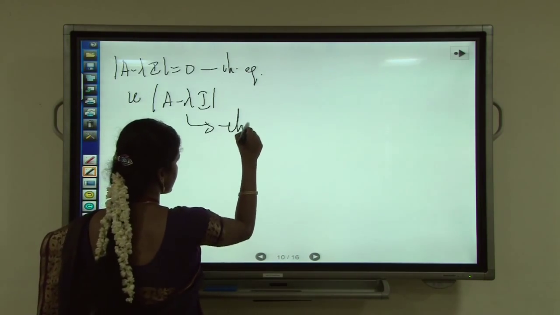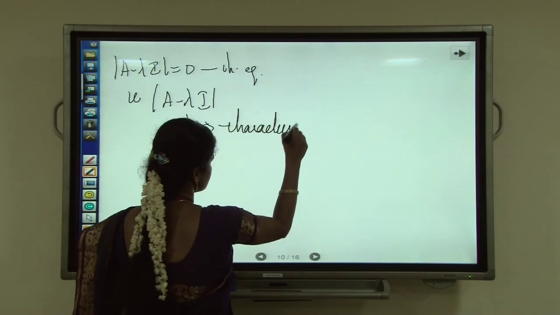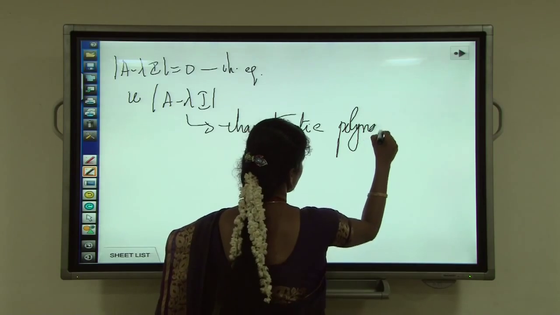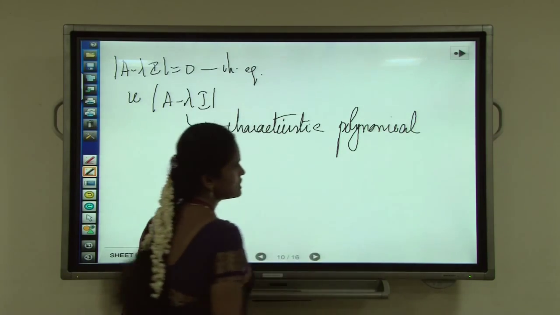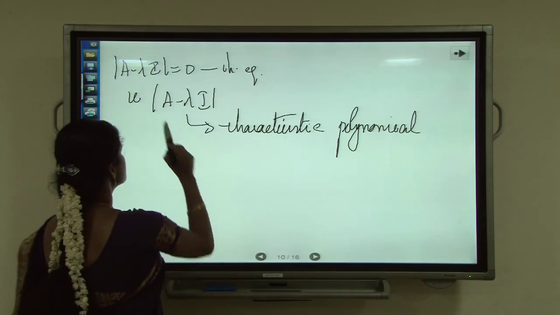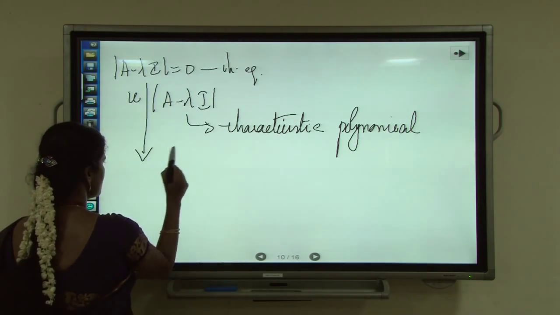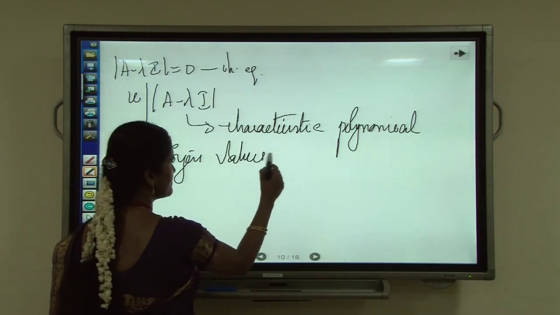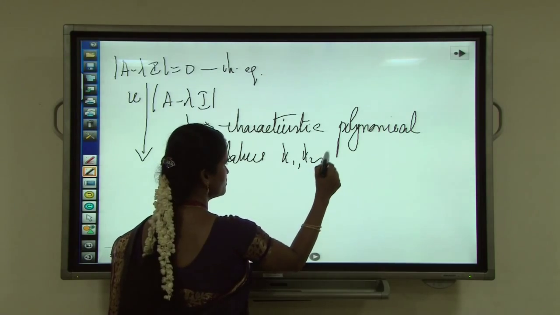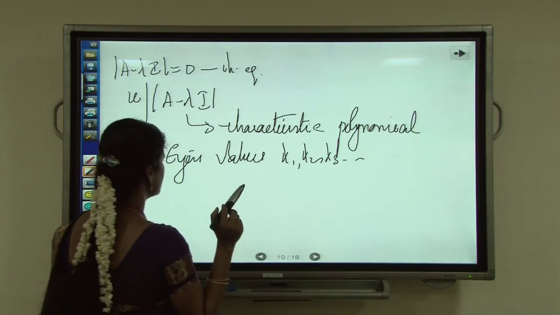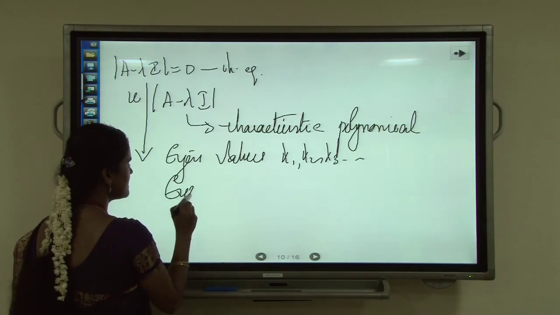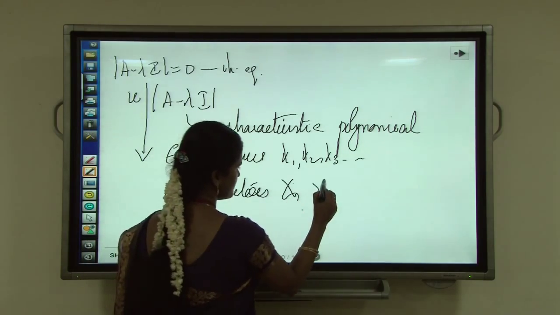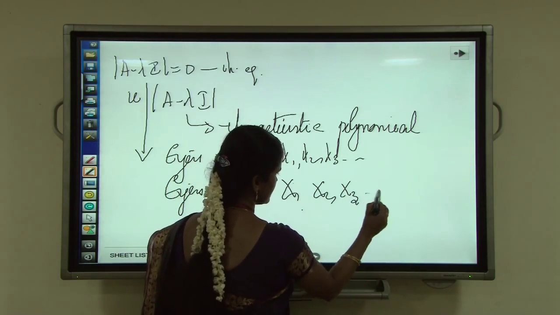here this is called the characteristic polynomial. We don't say it is equal to 0, so we call it the characteristic polynomial. The roots of this equation are the eigenvalues. How are we going to name them? Lambda 1, lambda 2, lambda 3, etc. And the corresponding vectors, we are going to call them capital X1, X2, X3, etc.